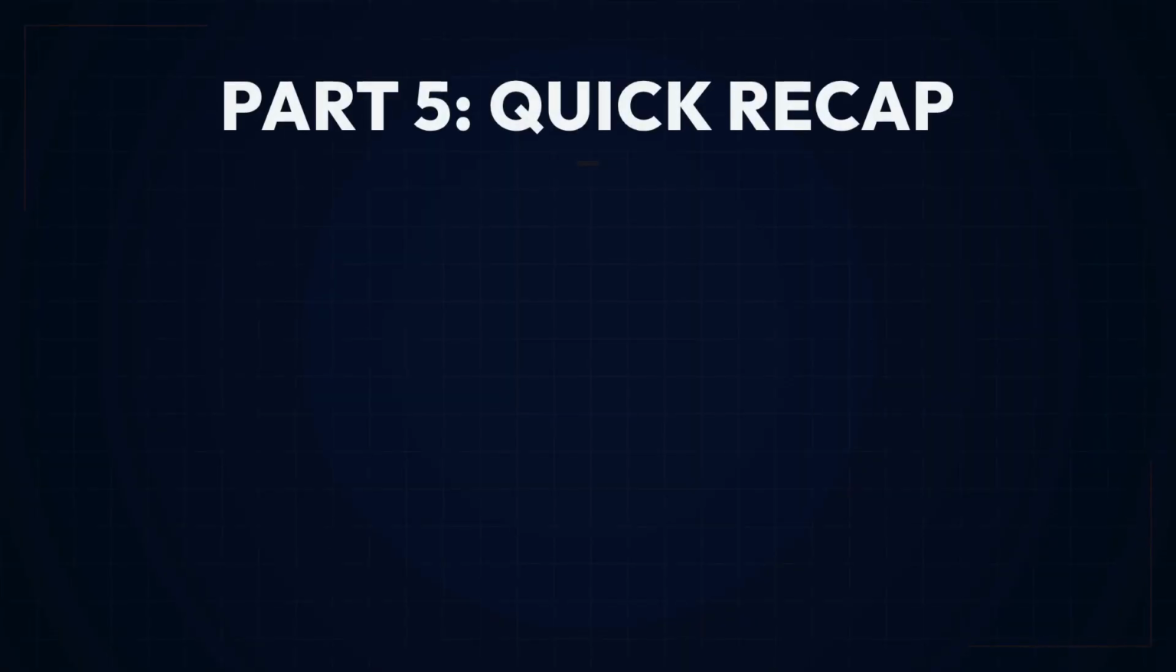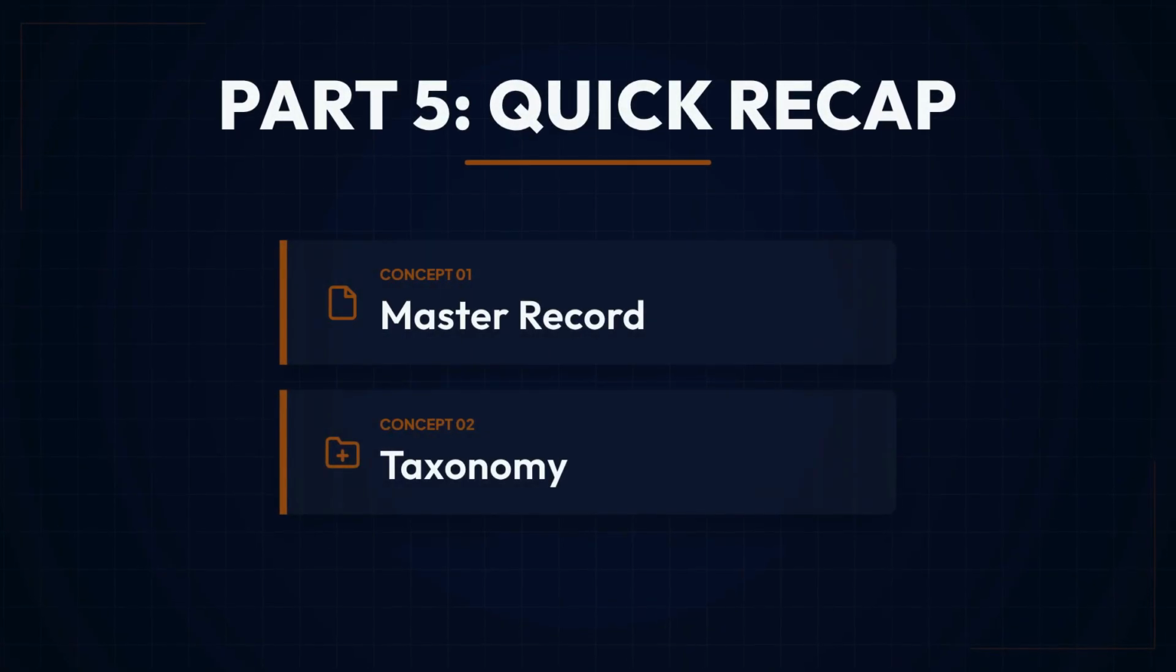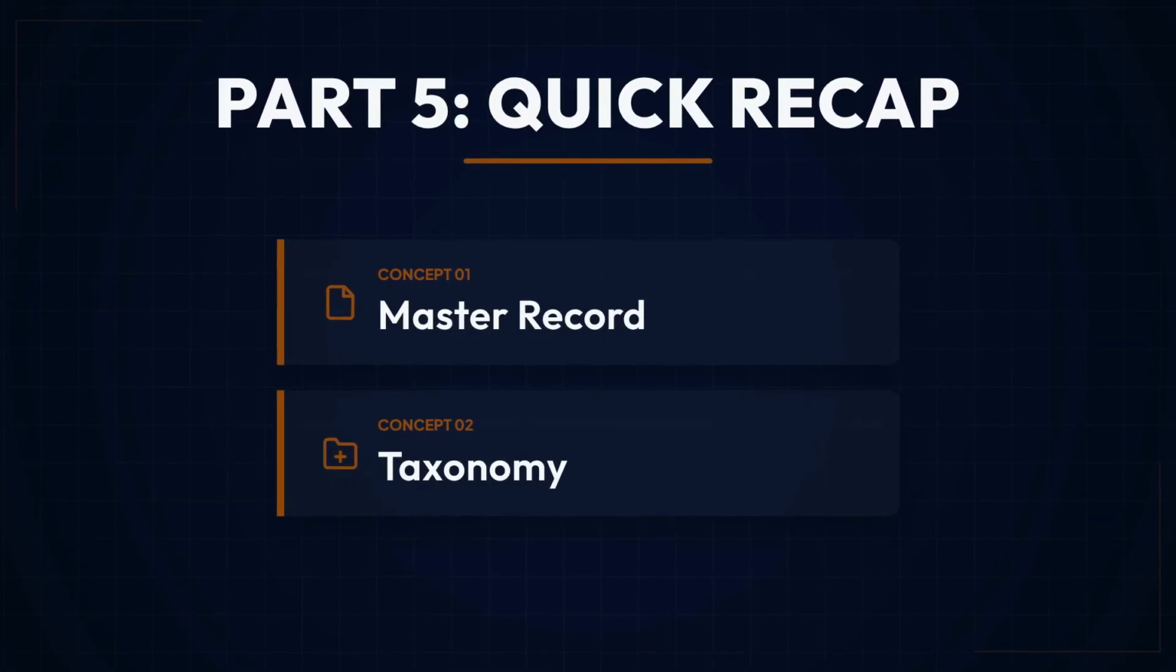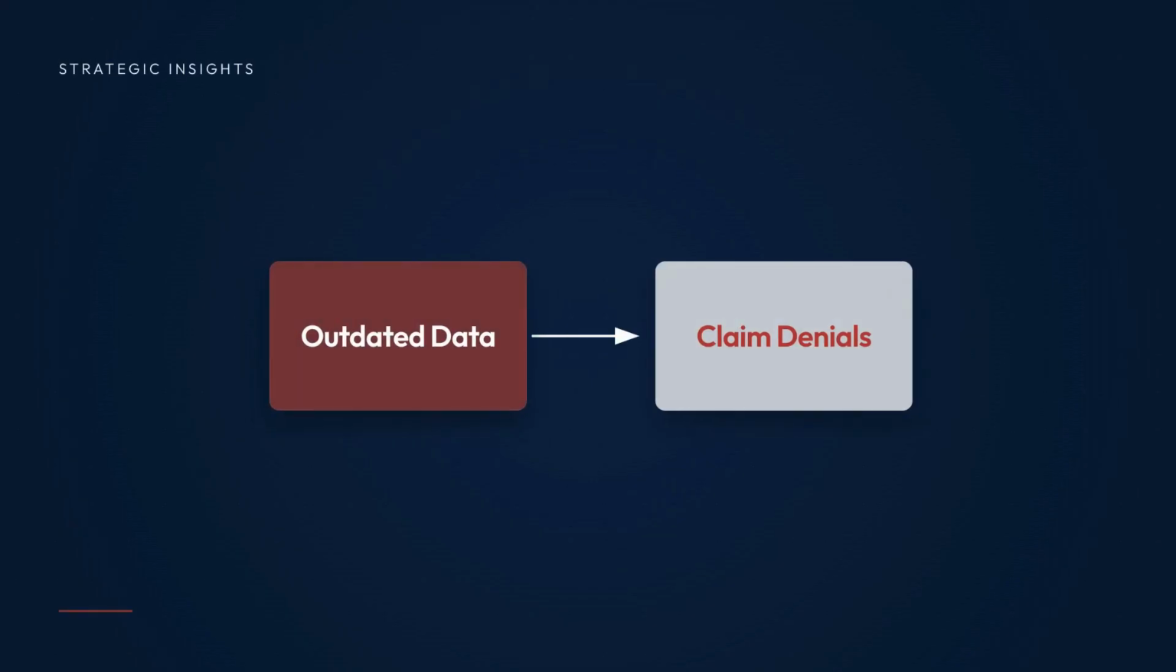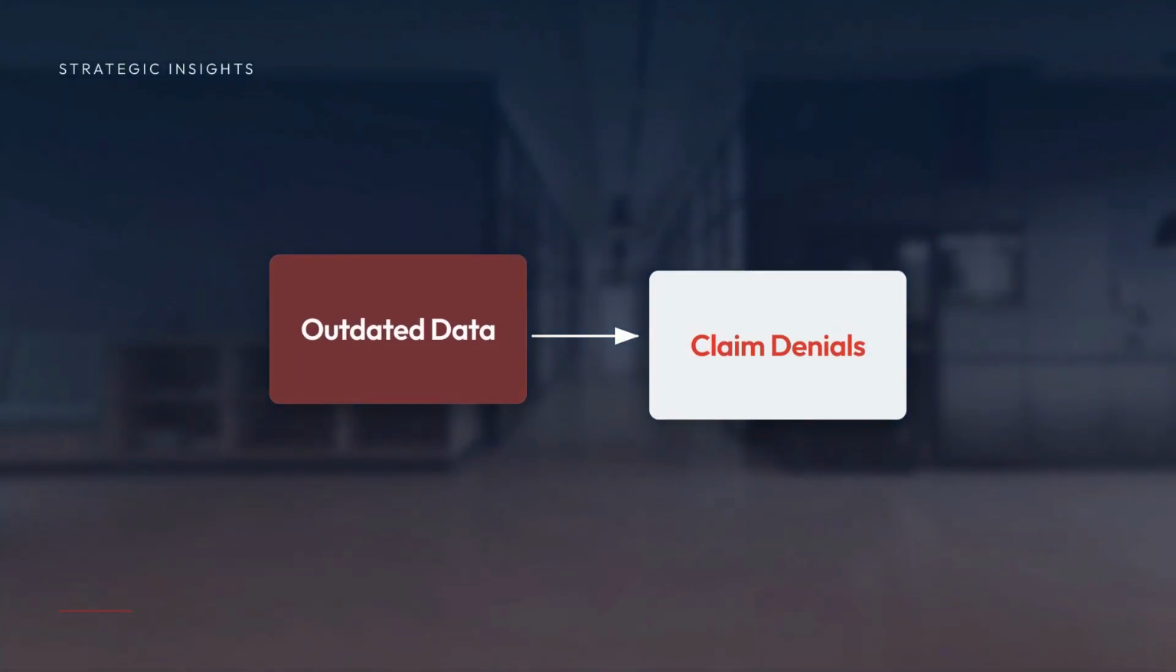Part 5, quick recap of why this all matters. NPPES is your master record and taxonomy codes tell payers your specialty. Both need to stay current. Outdated data is a sneaky cause of claim denials and enrollment delays. A 15-minute update today can save you weeks of chasing down a denial 3 months from now.